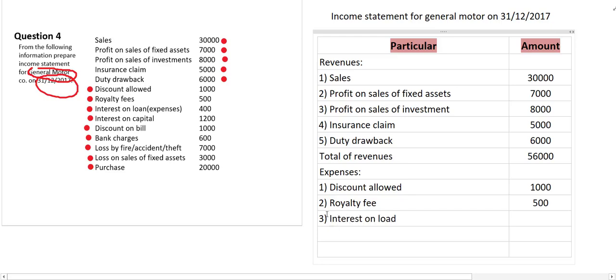Interest on what? On loan. Interest on loan is equal to how much? Interest on loan is just 400, right? And point number four is the next expenses. Column of expenses, interest on capital. Interest on what? On capital.